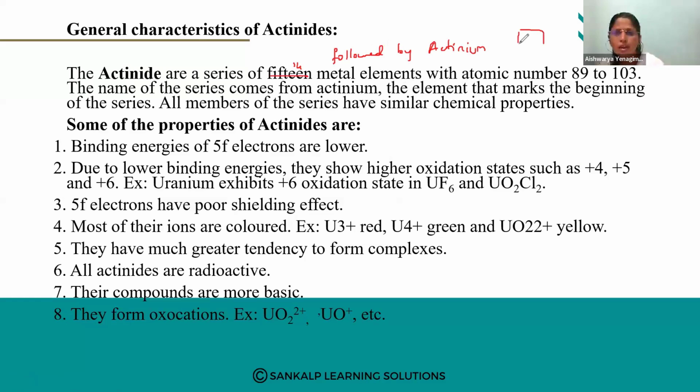After actinium, you have 14 actinides. They are called actinides. The atomic numbers start from 89, which is actinium, so 90 to 103 becomes 14. Since they follow actinium, we say 15 also sometimes. Don't get confused. Total f-block elements are 14 plus 14, that is 28 elements.